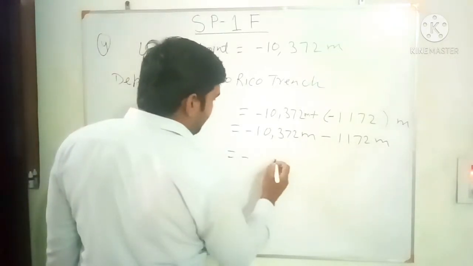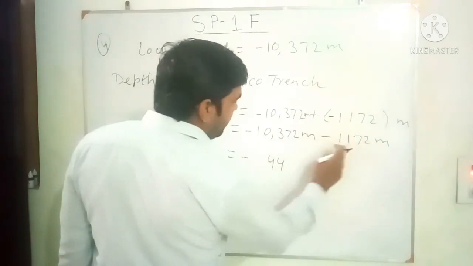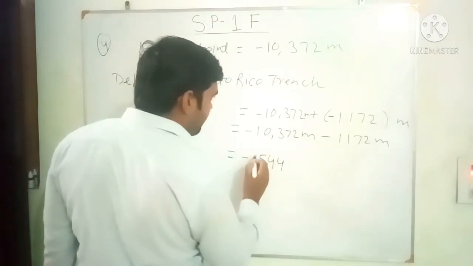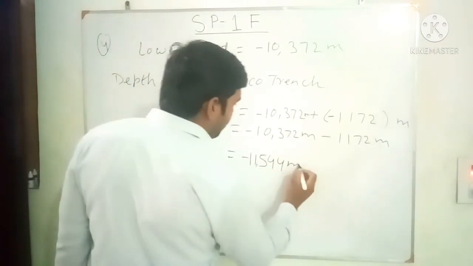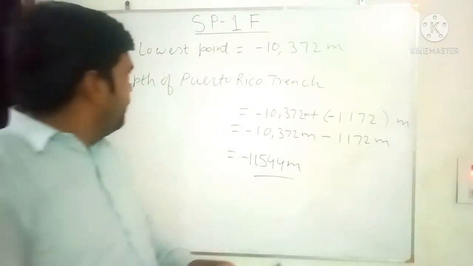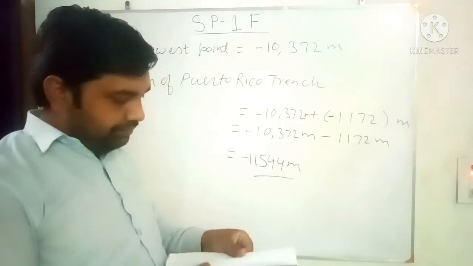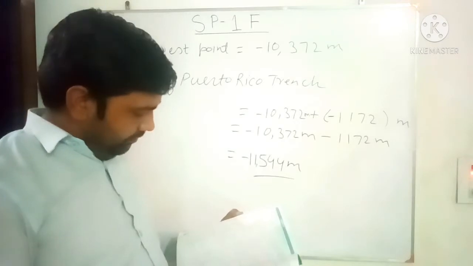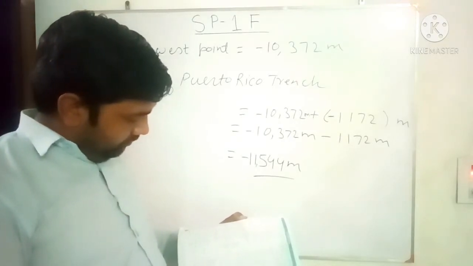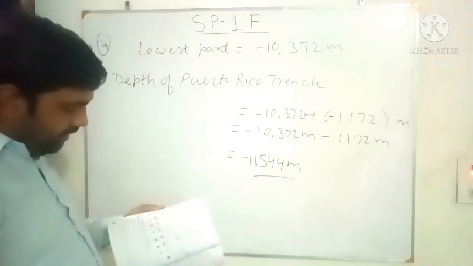Now 2 plus 2 gives you 4. 7 plus 7 gives you 14, 4 carry 1, 4 plus 1 gives you 5. Okay, now 0 plus 1 gives you 1. Now that is the 1, 11,544 meter. So the depth of the Puerto Rico Trench is 11,544 meters. Okay. Yes, fourth A. Option is fourth A.